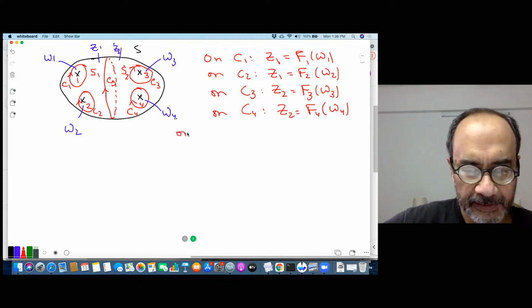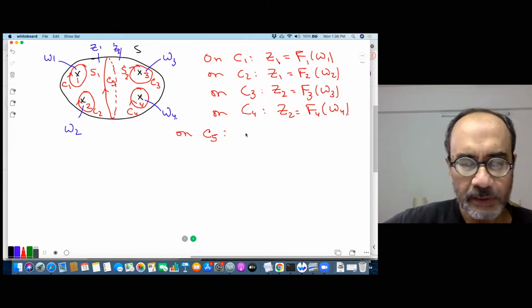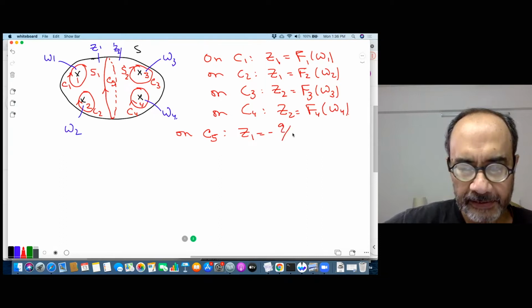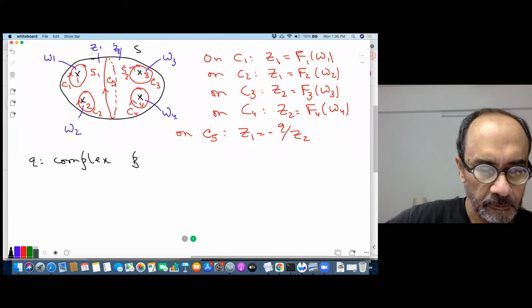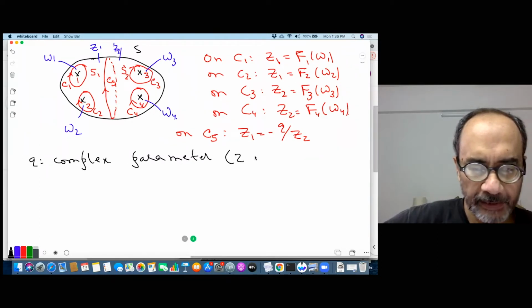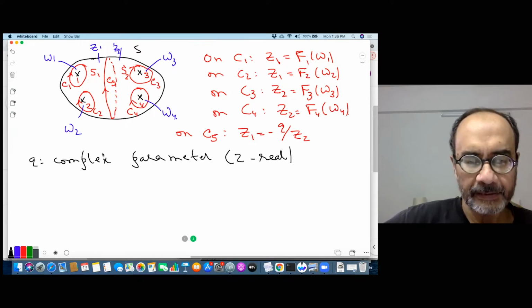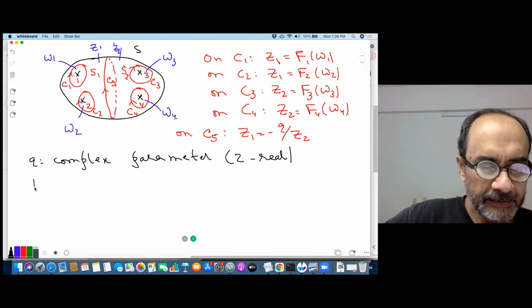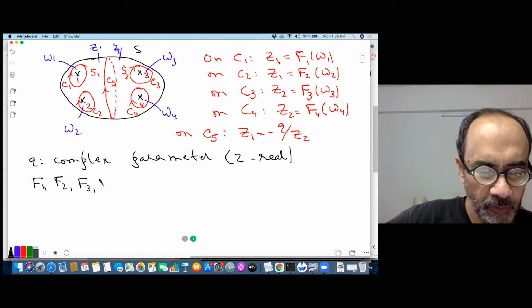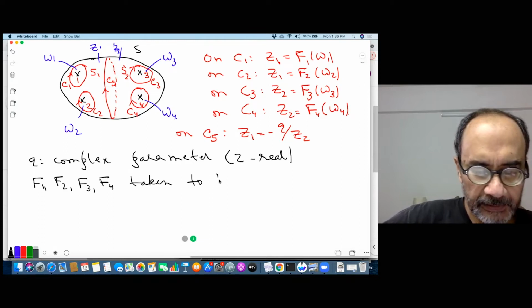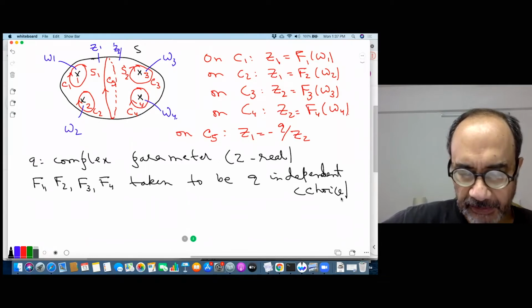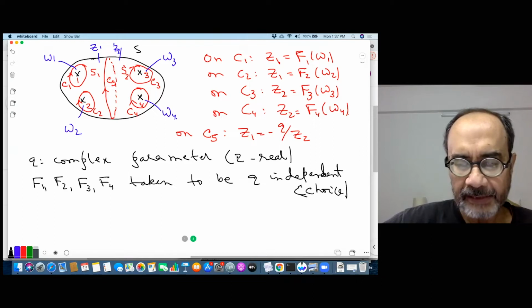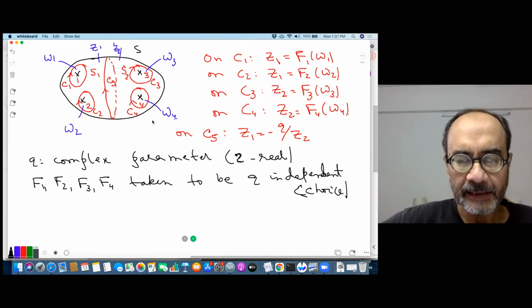On C5, this is where I'm going to introduce the two parameters. On C5, I'll take Z1 to be minus Q by Z2. Here Q is a complex parameter, which is equivalent to two real parameters. This will eventually play the role of the parameter that labels the section. Note that F1, F2, F3, and F4 have been taken to be Q independent, but this is just a matter of choice. I'll leave it as an exercise to check that even if you include some Q dependence in these functions, the final result for on-shell amplitudes remains the same.